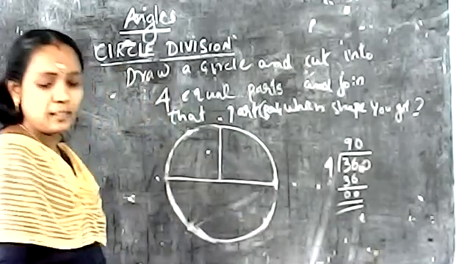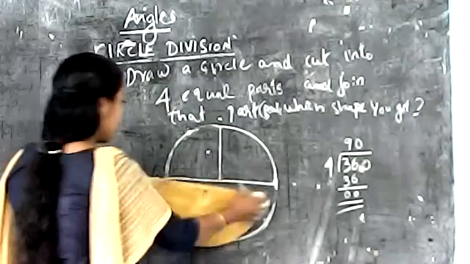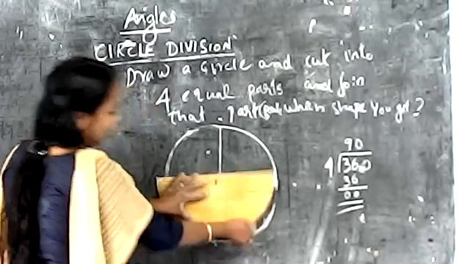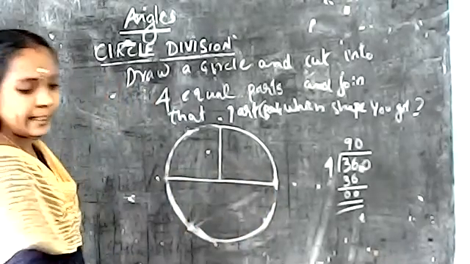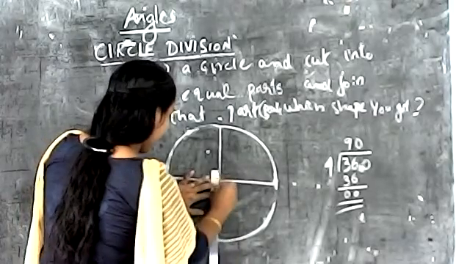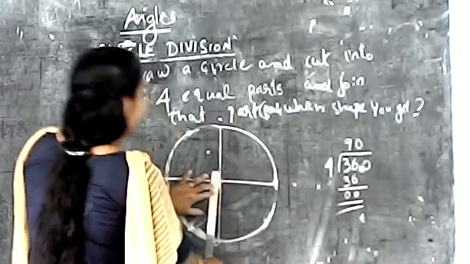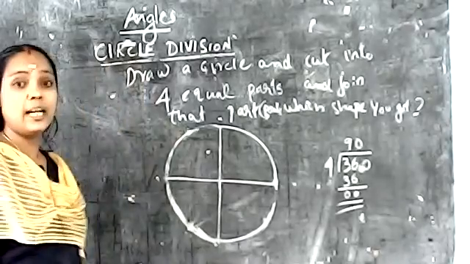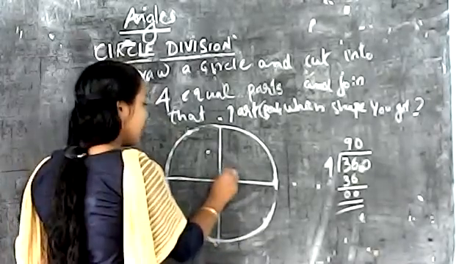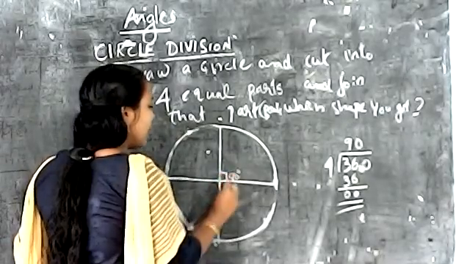You got again a new radius. Using that radius, find out the next 90 degree and join. That time, how many angles did you get? 4 angles, each measuring 90 degrees.